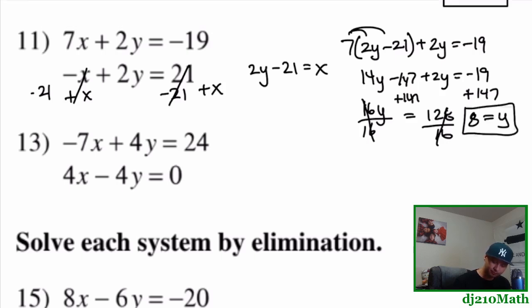Take that, plug that in here into the y. 2y minus 21 equals x. So 2 times 8 is 16. 16 minus 21 is negative 5.